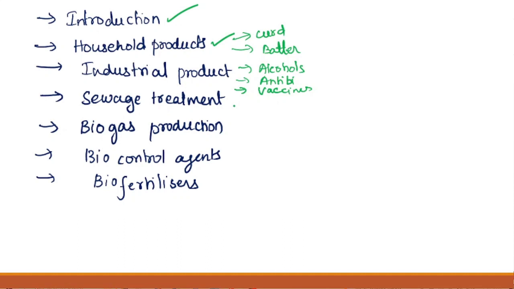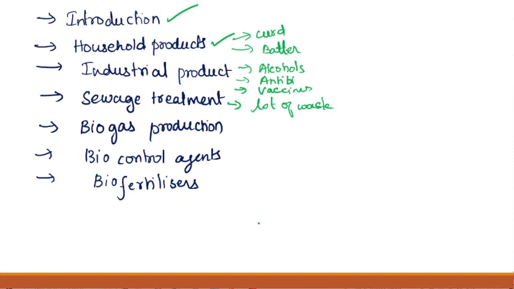Then sewage treatment. A lot of waste from each and every house is being collected, and that waste is being cleaned. That is called sewage treatment. Human excreta is collected in the sewage and cleaned. We will deal with the process and what bacteria we use. Then biogas production, which is very useful and important. Methanogens are used for biogas production, and we will read that in detail.